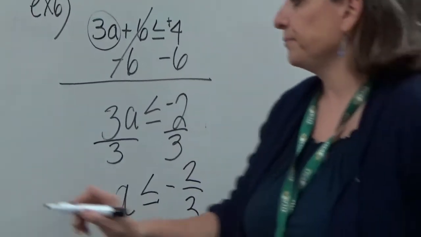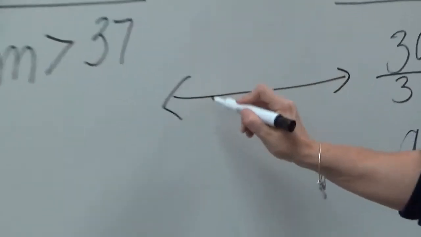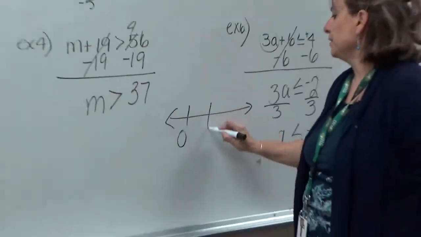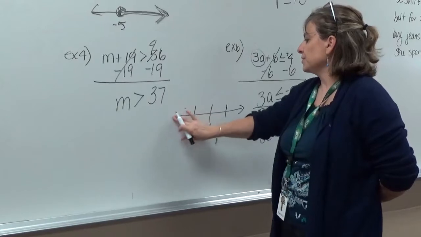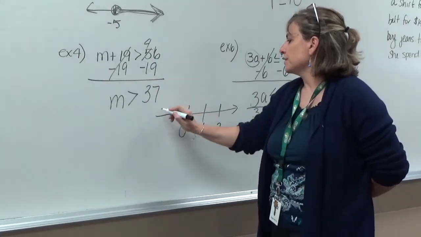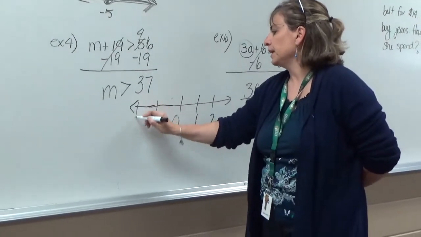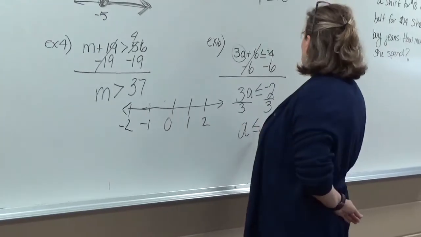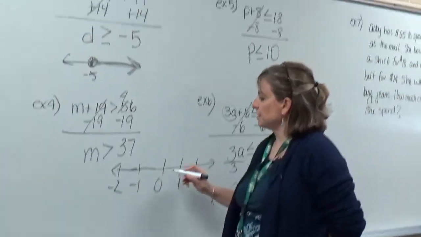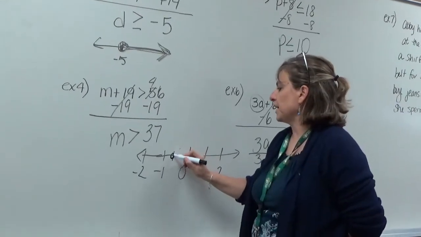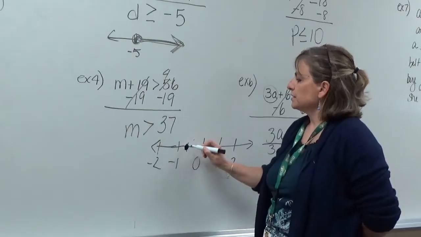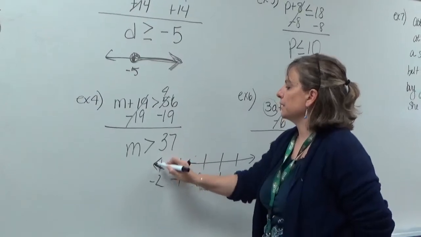How do you graph that? Well, negative 2/3 is a fraction smaller than 1. So there's 0, there's 1, there's 2. Negative, and then, oh, I have to go negative. So there's negative 1 and negative 2. So it's less than or equal to negative 2/3. Well, negative 2/3 is going to be right here, somewhere around there if I divided 0 and 1 into 3. So it's going to be colored in, and I'm going that way.